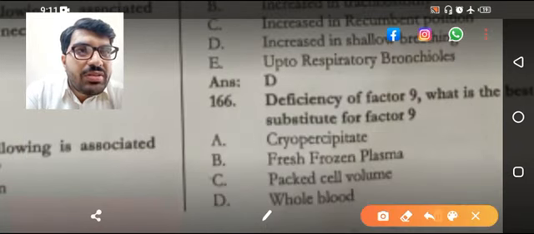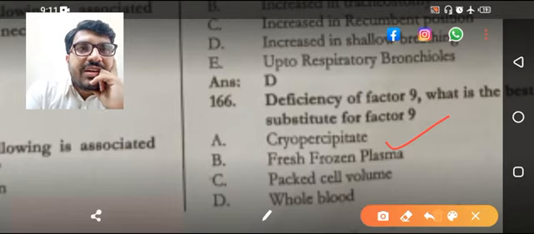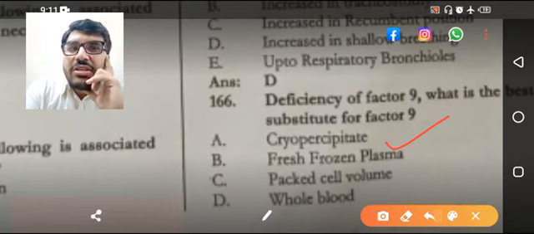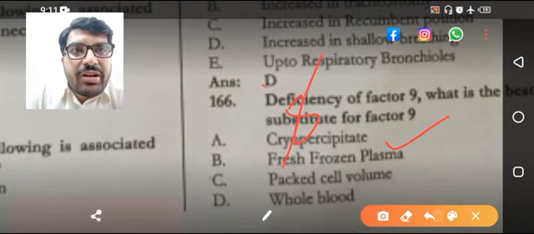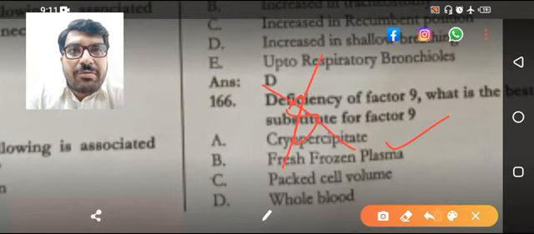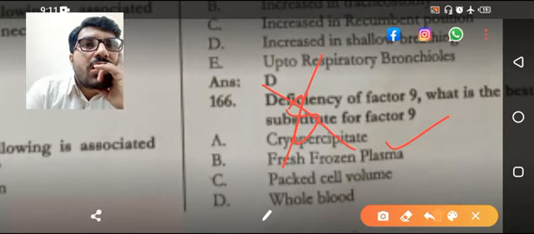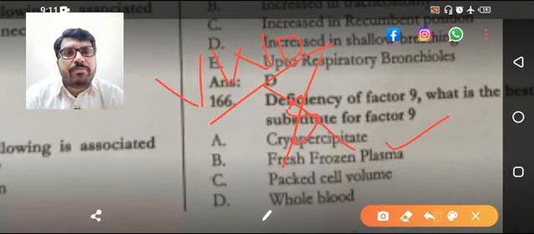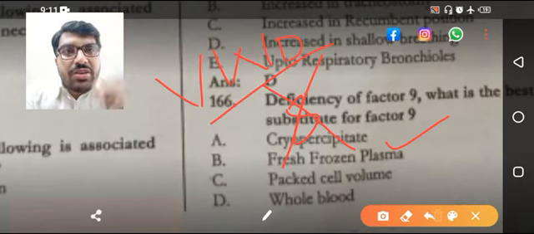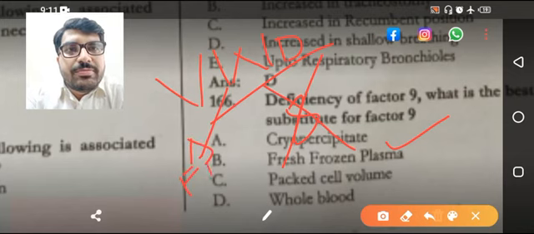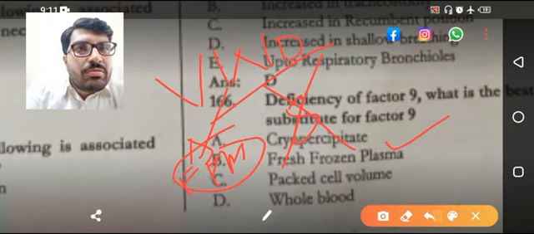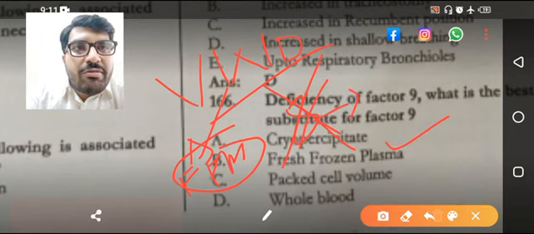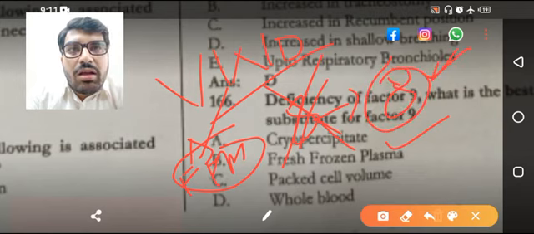For deficiency of factor 9, the answer is FFPs, and for deficiency of factor 8, the answer is factor 8, because FFPs have no factor 8. Factor 8 is deficient in FFPs. But if they ask about von Willebrand disease and the patient is having mild bleeding, the answer is desmopressin. And if there is no response, then the next option is FFPs. But for factor 8 deficiency or hemophilia A, you have to give factor 8.